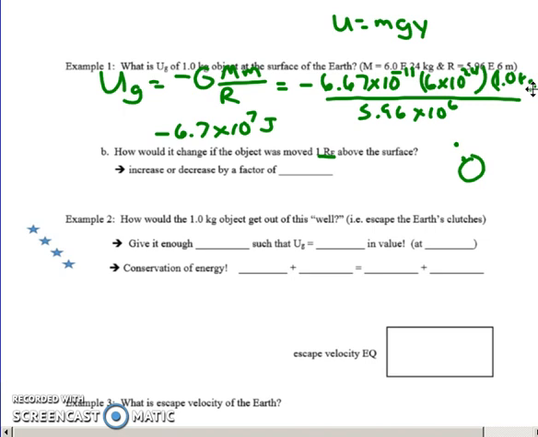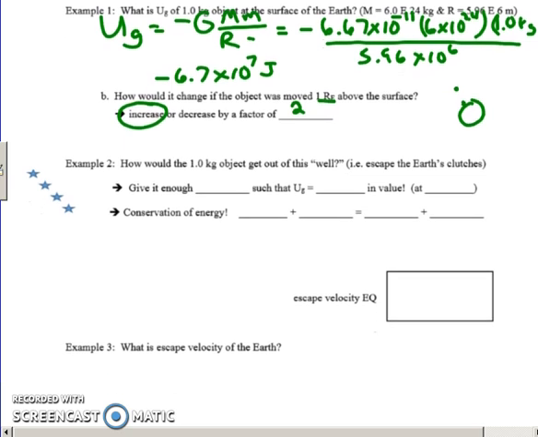So I take that back. We want to say it's going to get weaker. It's going to actually increase, but it's increasing towards zero. And that's kind of a weird way of looking at it. Okay, so it would increase, by a factor of 2 because we're twice as far away.